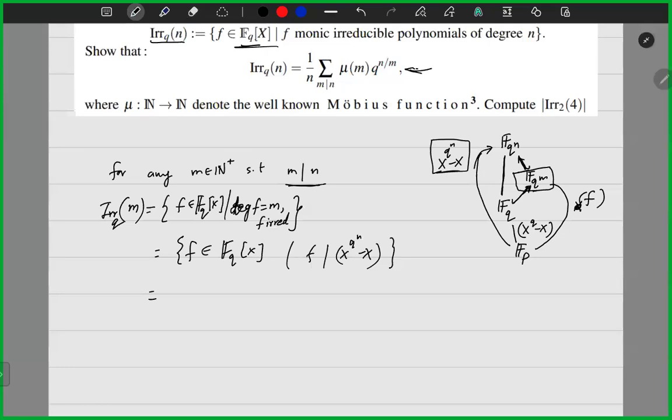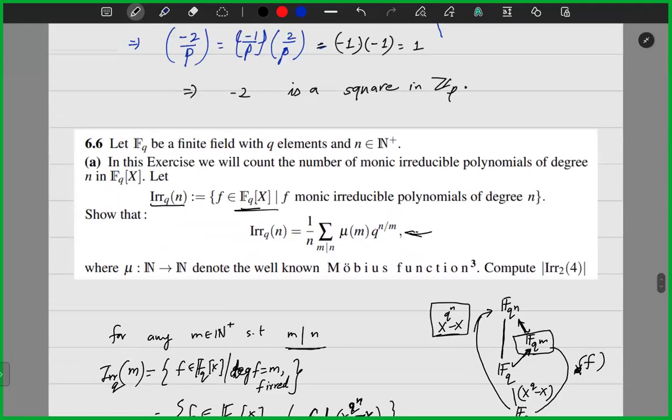Okay. So how many such irreducibles? They correspond to irreducible polynomials, right? So they are just divisors of x^q minus x. How many divisors does it have of degree m? Let's see the hint.